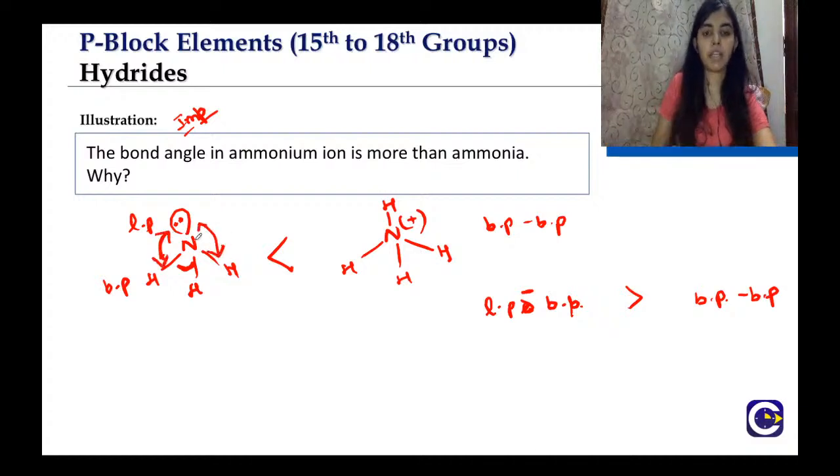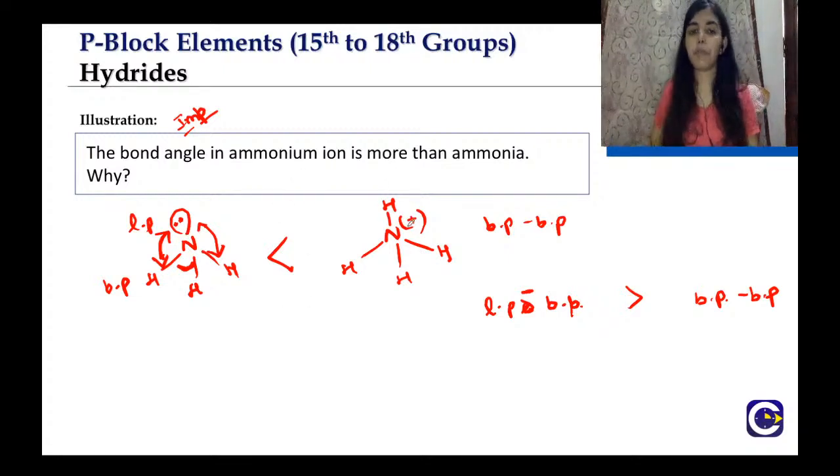Very good. So here, if you see, there is bond pair repulsion. Here, if you see, there is lone pair, bond pair repulsion, and we already know that due to lone pair, bond pair repulsion there is a decrease in the angle, right? So henceforth the bond angle in ammonium is more than that of ammonia.